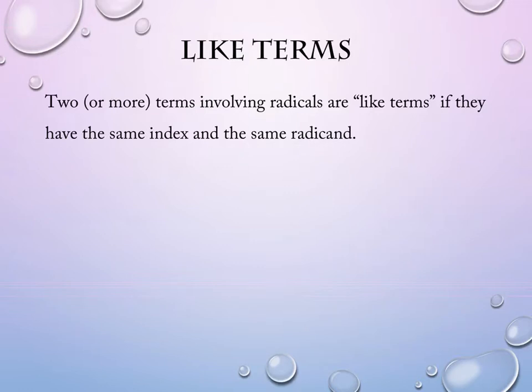So like terms, when we're referencing radicals, are going to be two or more terms involving radicals that have the same index and the same radicand. Radicand means the stuff that's underneath the radical, and index, of course, is that corner number. So I can't combine a square root and a cube root. They don't have the same index. I can't combine square root of 2 and square root of 3 because they don't have the same radicand. So they have to match in their index and they have to match in their radicand.